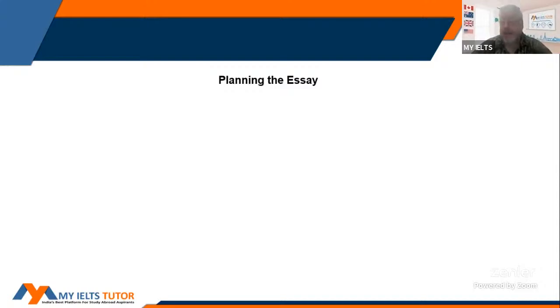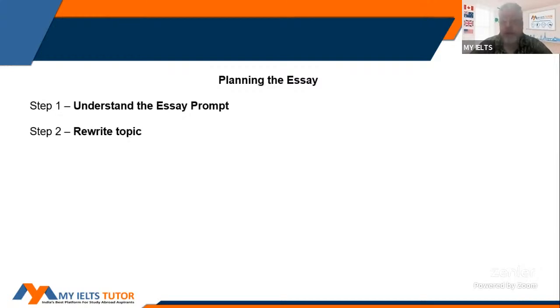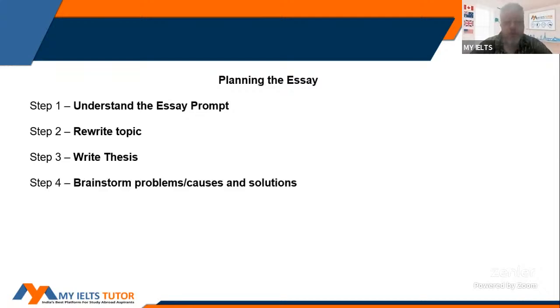Okay, now let's move on. Now, planning the essay. This is important because planning is essential to writing any essay, okay? It's essential. Now, first thing is step 1, we want to understand the essay prompt. Step 2, rewrite the topic. Step 3, write the thesis. Step 4, brainstorm problems, causes, and solutions, okay? We want to brainstorm for those. And I'll show you what the planning looks like for a particular essay. Step 5, you want to organize your paragraphs.